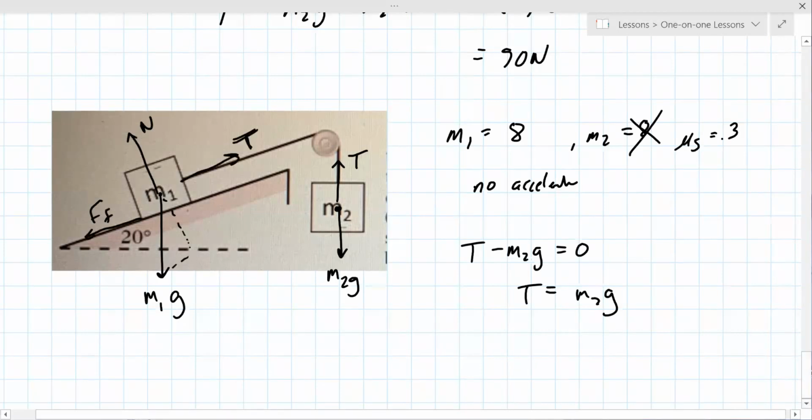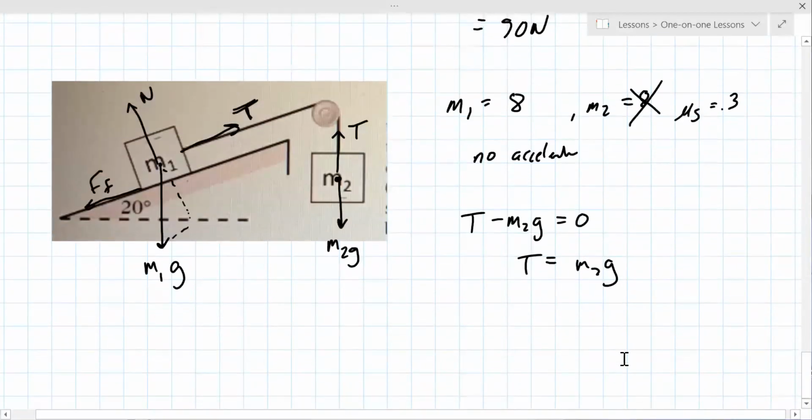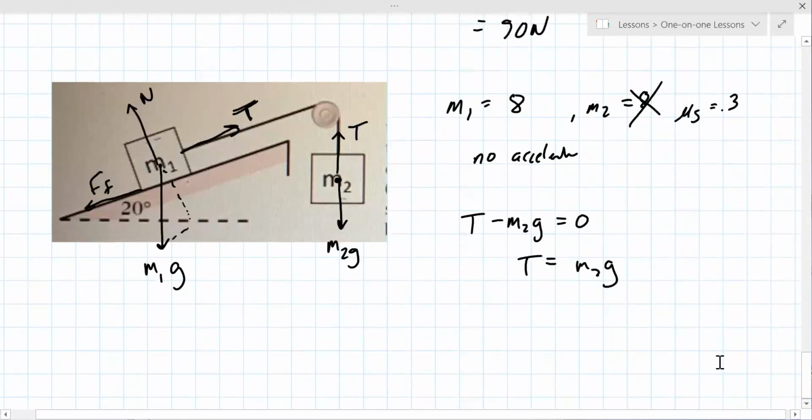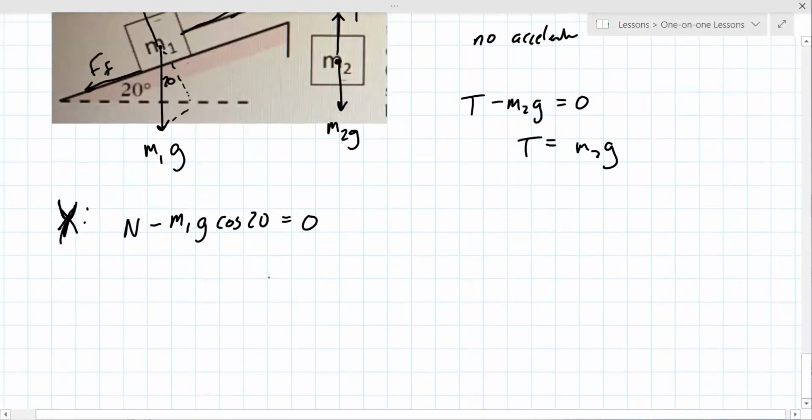So this time in both the x and the y direction, it's not moving, which is pretty helpful. Okay, so in the x direction, actually let's do the y direction first. The y direction, you have N minus m1g cosine 20, and this is 20 degrees again, equals 0. So it's the same as before. N equals m1g cosine 20. In the x direction, though, there's no mass times acceleration. So you're just grabbing the forces in the x direction.